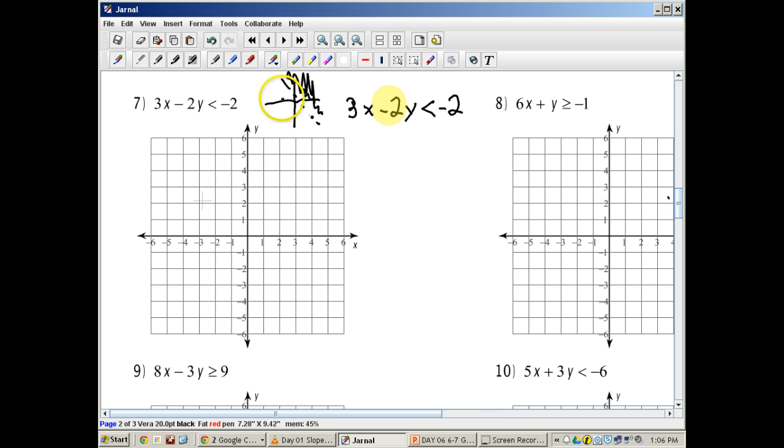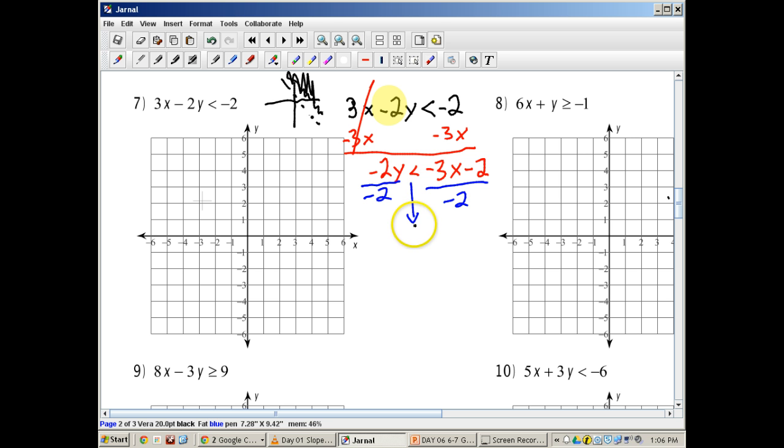So then when you go through the actual steps, subtract 3x on both sides. And then when you divide both sides by the -2, the coefficient of y is -2. Don't forget to change that sign. Greater than. -3 over -2 is +3 over 2. -2 over -2, again, +1. Double negatives.